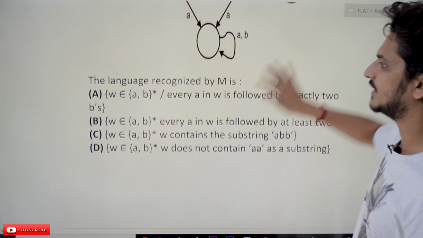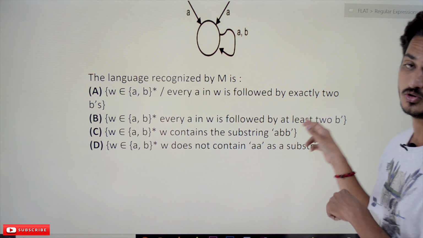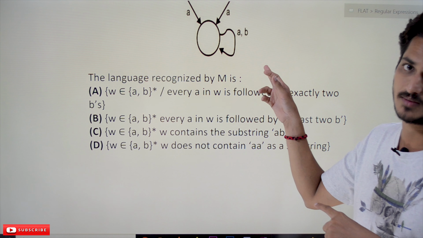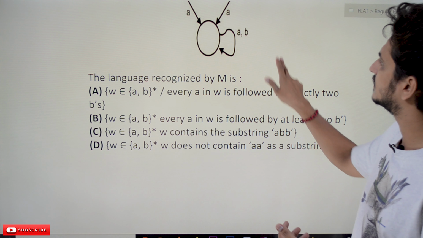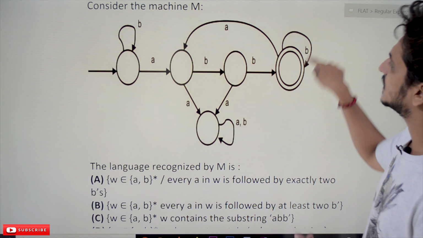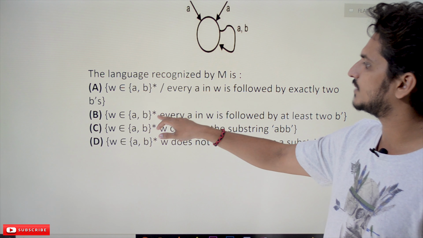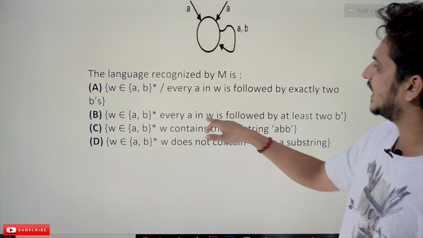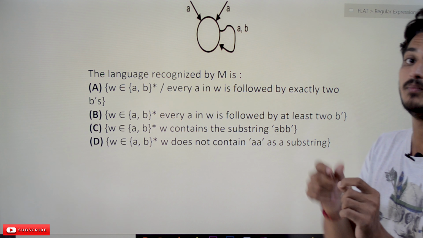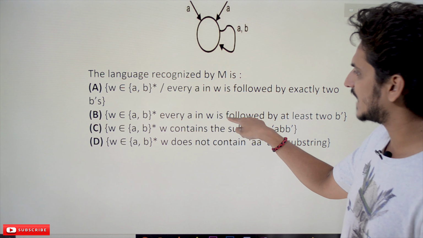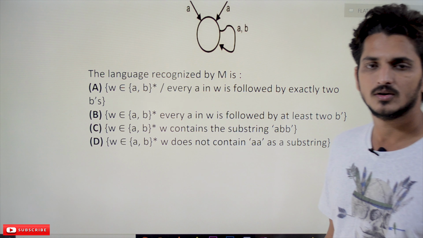So it is given as w belongs to (a, b) whole star. Every a in w is followed by exactly 2 b's. No, that is not the case in our example. Not exactly 2 b's, minimum 2 b's. After that, any number of b's are accepted when we reach the final state. So w belongs to (a comma b) whole star, and every a in w is followed by at least 2 b's. This is the language accepted by the finite automata. Our answer is B.